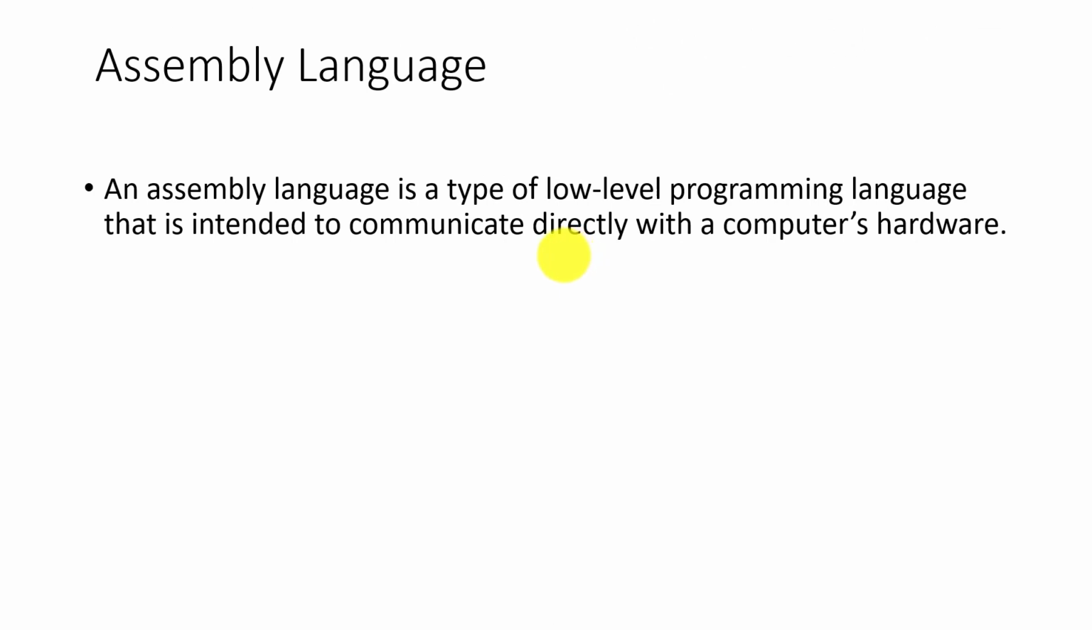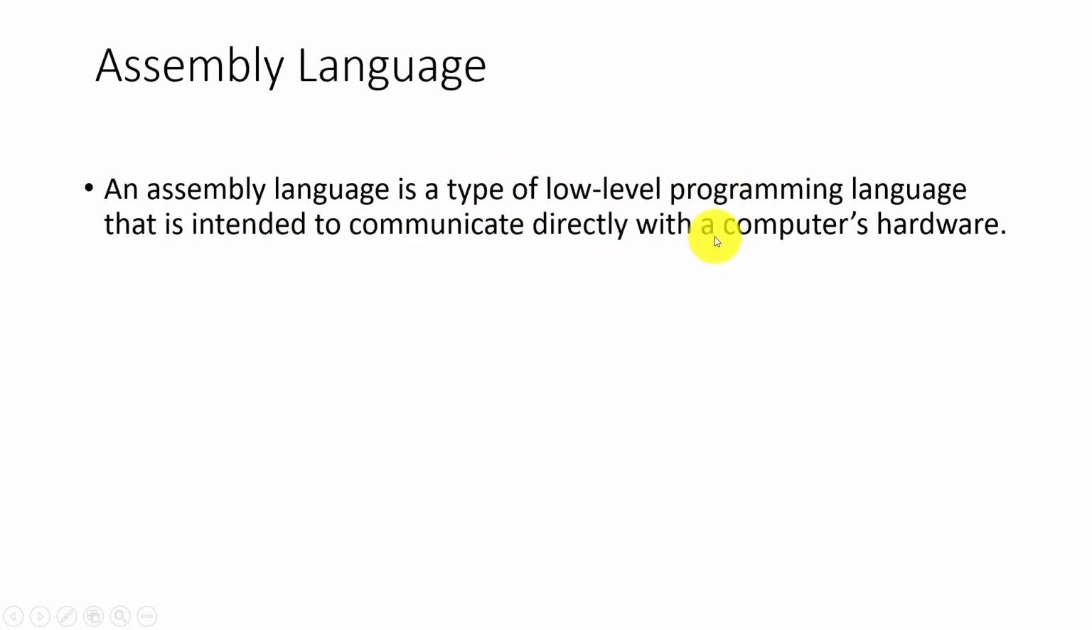Now what is assembly language? In the last video we also discussed what is low level programming language. Under this low level programming language, it can be divided into two parts. First is machine language, which we discussed in the previous video. Machine language understands binary code, that is 0 and 1. The second language is nothing but assembly language. This is also a type of low level programming language.